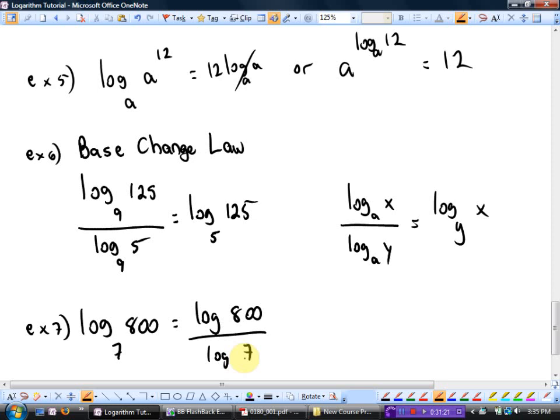By the way, if you haven't noticed by now, I'm trying very hard to tie stuff together in logs because I think the big difficulty at the end of the log unit is too many kids have tried to memorize everything as a separate entity. I'm trying to say, nah, it all ties together.